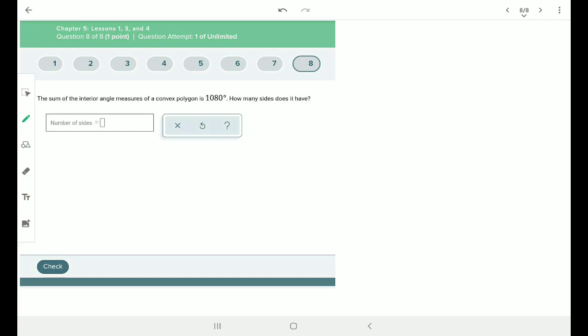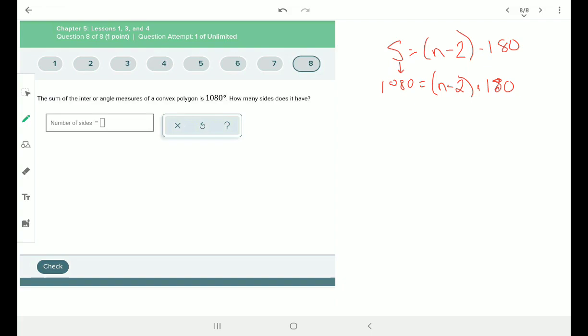And lastly, with number 8, we have to find the number of sides given the sum of the interior angles. We're given the sum is 1080. We're trying to figure out how many sides it has. So we're still going to use this same formula, but now since we have the angle measures given to us, 1080, that's going to be plugged in for S, right? And we don't know how many sides there are, so we're going to leave that as n minus 2, and then times 180.